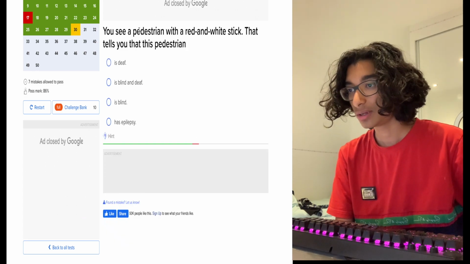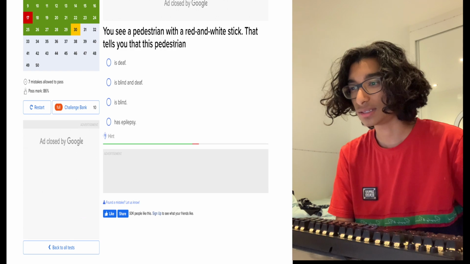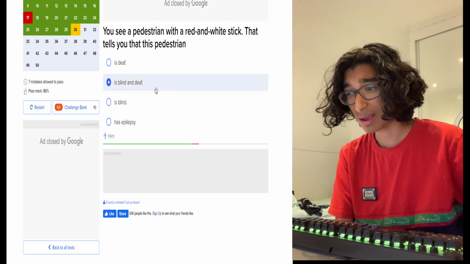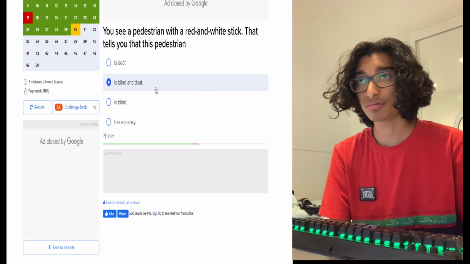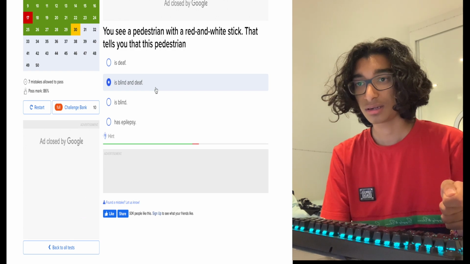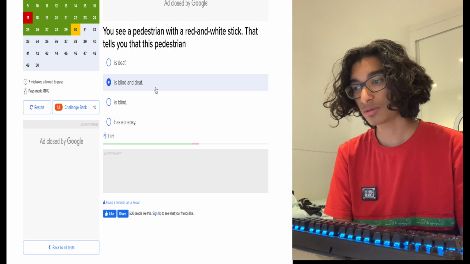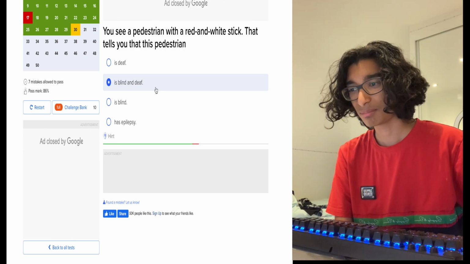Yeah. You see a pedestrian with a red and white stick. That tells you that the pedestrian... Red and white. I believe that is blind and deaf. Because I've never seen someone who's blind having a red and white stick. So I'm assuming blind and deaf. But it could also be epilepsy. I'm just gonna go with blind and deaf, please.